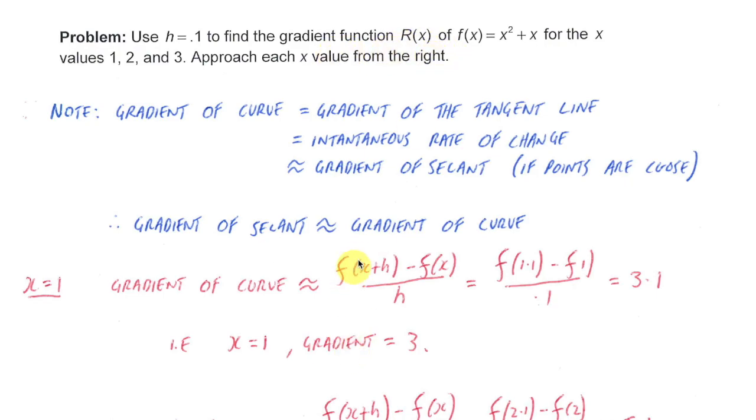Let's consider x equaling 1. The gradient of the curve using the right rule, because we're told to approach it from the right, is f of x plus h minus f of x over h. We are told in the question to make a horizontal distance of 0.1, so it's f of 1.1 minus f of 1 over 0.1 to give me 3.1. So the gradient of the curve is approximately equal to 3.1. Given I've used 0.1 here, I make the assumption that if x equals 1, the gradient equals 3.